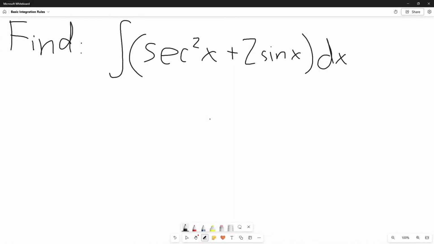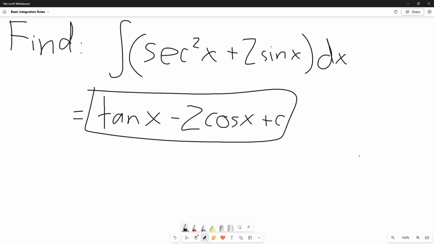Now, let's do another practice problem. If you think you can do this one, then pause the video and do it. This one says, find the integral of secant squared x plus 2 times sine x with respect to x. And as always, we can focus on this first part first, secant squared of x. This is just going to be tan x, as we learned in the beginning. And 2 sine x, well, we know that the integral of sine x is negative cosine x, and we can take the 2 out and just put it back in because it's just a constant. And then don't forget the plus c. And this is just our final answer.